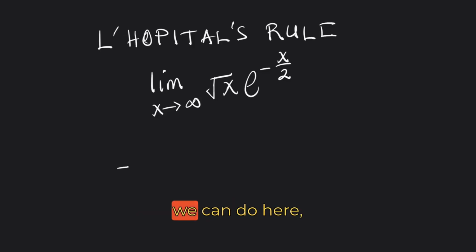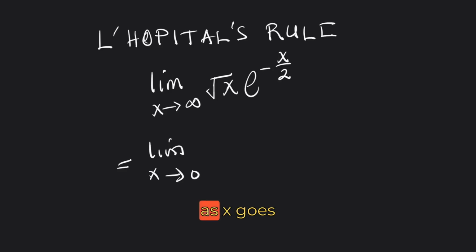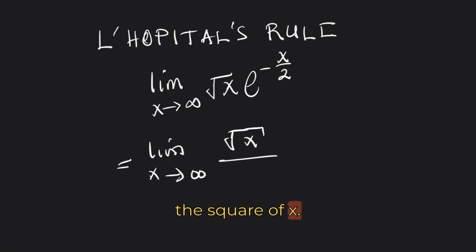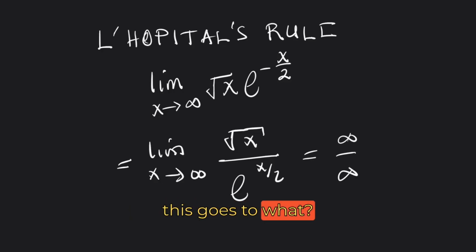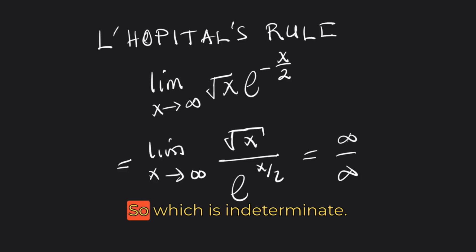So what we can do here is write this as the limit as x goes to infinity of the square root of x divided by, so I bring the negative, using just laws of indices, e to the x. Again, in the same way, if we try to use direct substitution, this goes to infinity over infinity, which is indeterminate.